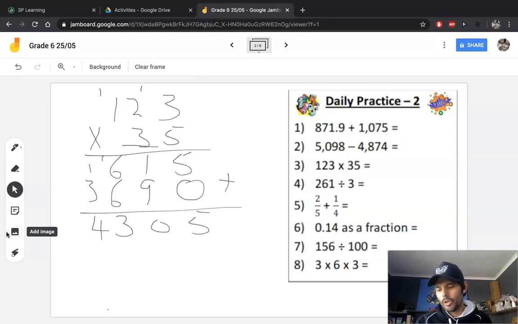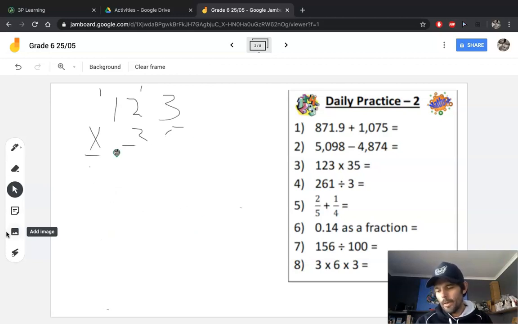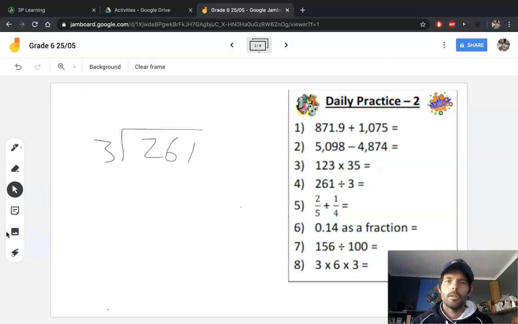Short division question next. 261 divided by 3. Okay, and we know that we use the division method. So we say, how many times is 3 going into 2? Well, it doesn't. How many times is 3 going into 26? It's going to be 8 times. 8 times 3 is 24. Okay, and that leaves us with 2.